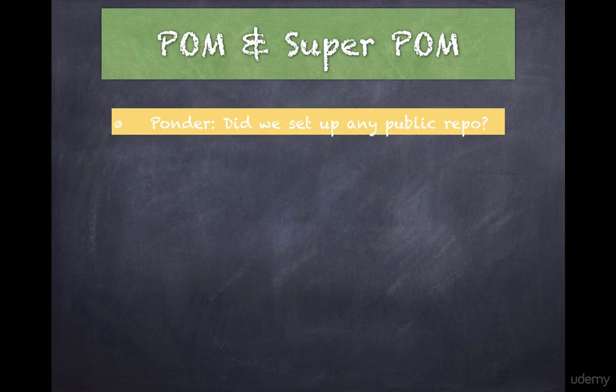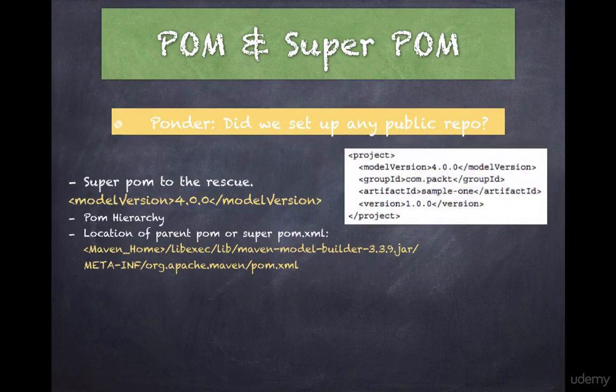The answer lies in the super pom.xml that defines a URL of the central Maven repository. POM maintains a parent-child relationship between them. A child POM inherits all the configuration elements from its parent element. Using this trick, Maven sticks to its design philosophy of convention over configuration.